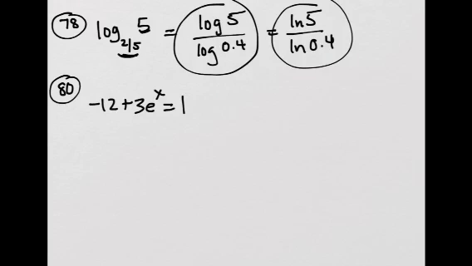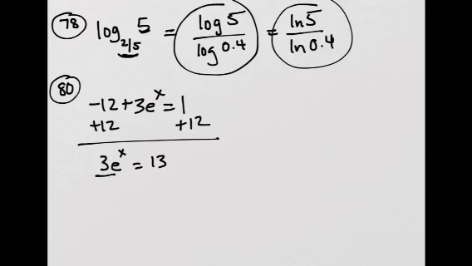Alright, so for solving this equation, we need to isolate the base e with the x. So this is going to be isolated, okay? So first thing we do is, let's see, plus 12. So you get 3e to the x equals 13. Then we divide by 3. Okay, so now we have e to the x equals 13/3.